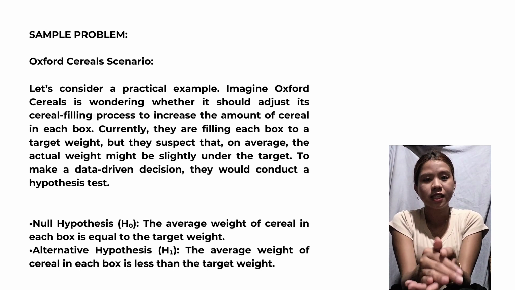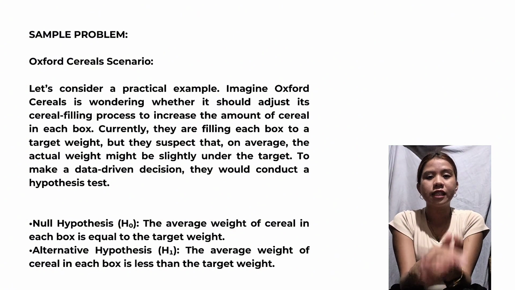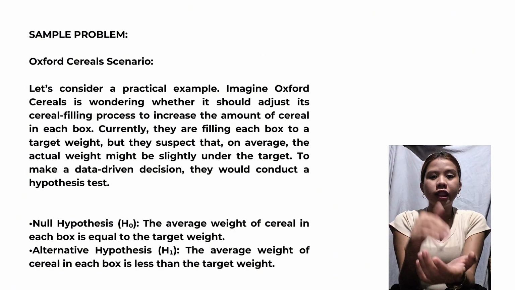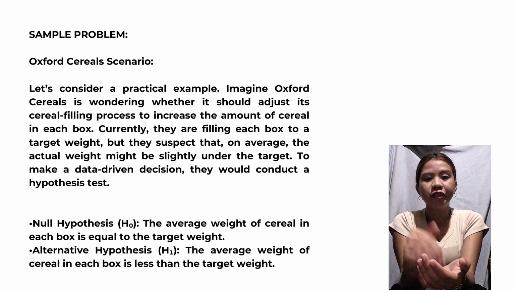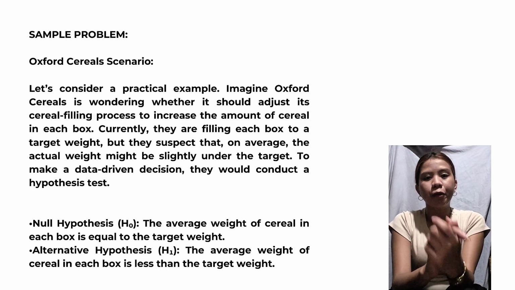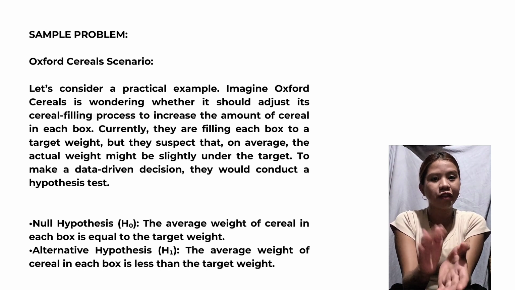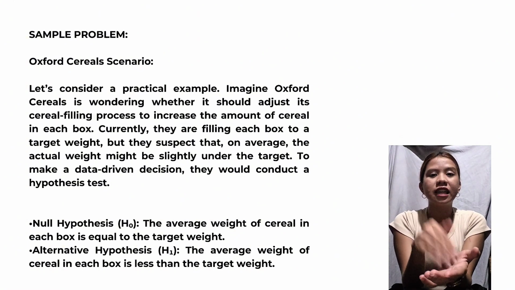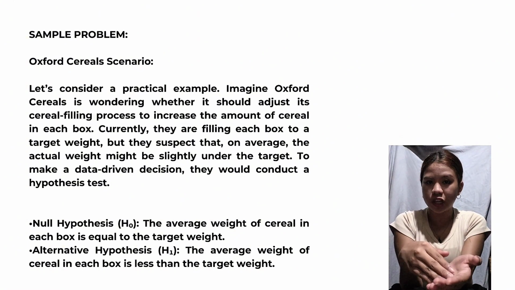So, in this case, Oxford Cereals would collect a sample of boxes, weigh them, and test whether the average weight is significantly different from the target. If the sample data provides strong evidence that the average weight is indeed less than the target, they may decide to adjust their filling process.